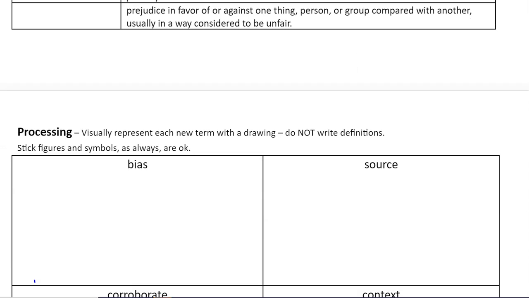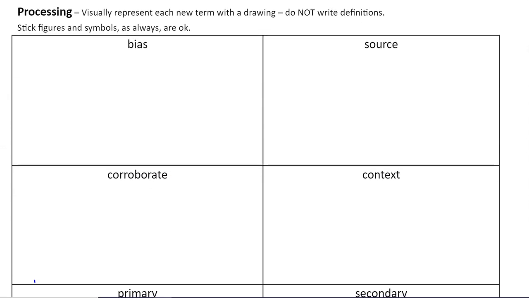All right. Then we flip the page over and we go to what is called processing. In processing, we're going to visually represent each new term with a drawing. We're not going to write definitions, but stick figures, symbols are okay. This can be a very basic kind of drawing. It's not about being a Michelangelo or a Picasso or a Frida Kahlo or something.